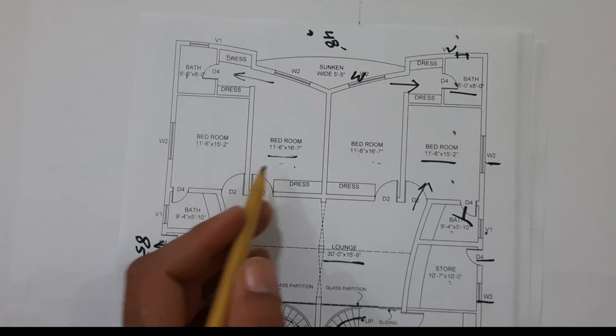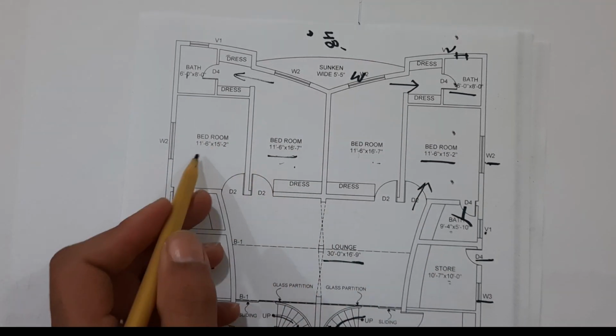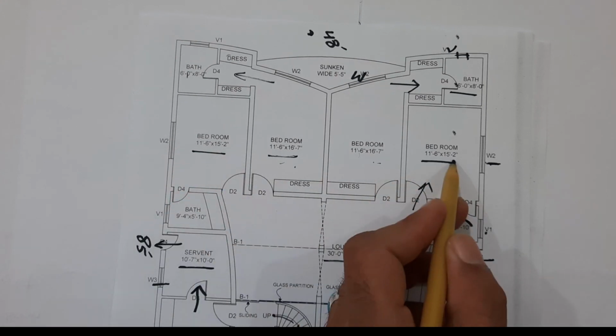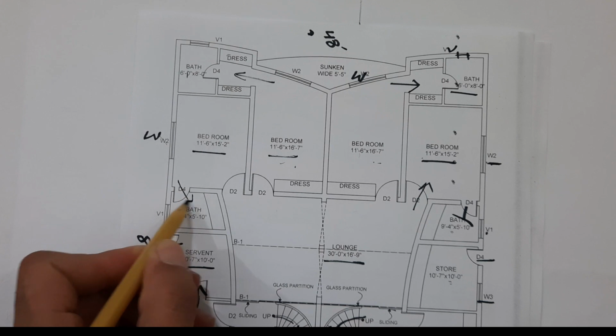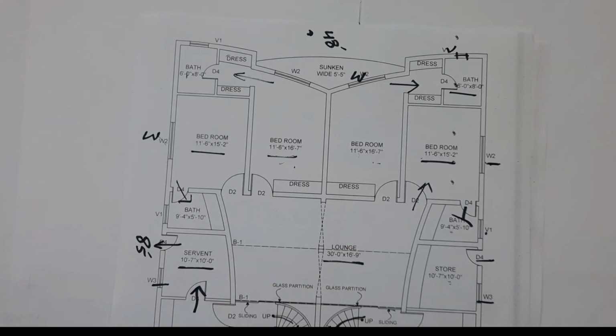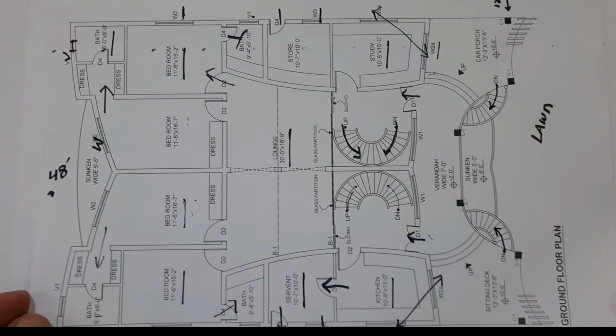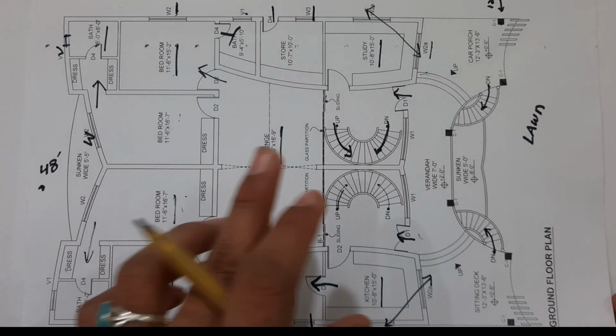So the other bedroom, you can see the fourth bedroom, which is 11 feet 6 inches by 15 feet 2 inches, same as this one. And this is its window, and you can see this is its bath. Okay, the TV lounge you can also see. So guys, you can see this is a luxury house planning with a basement.